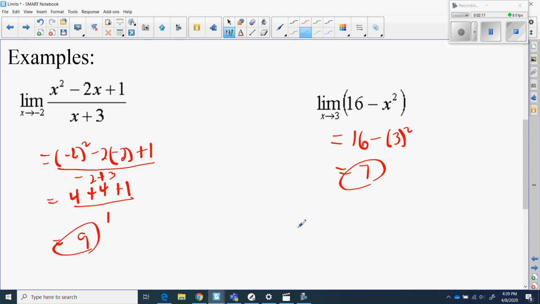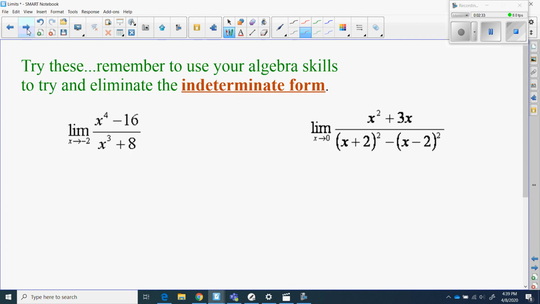I wish they were all that easy. As you can guess, it's probably going to be a little bit more difficult than that. However, that's the starting point. You always try and just substitute directly, and if you get a number, that's the answer. It's that easy. All right, on to the next scenario.